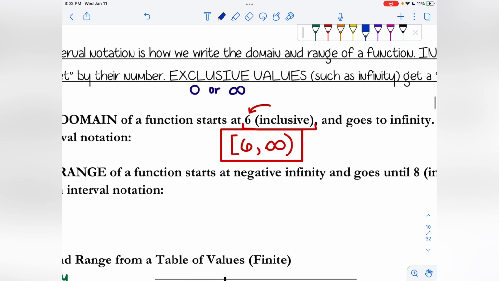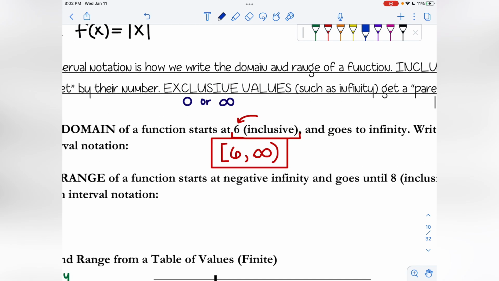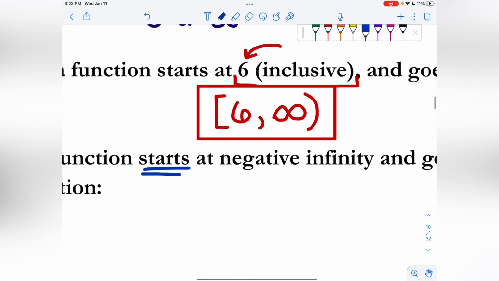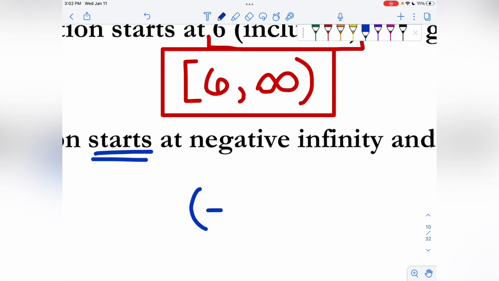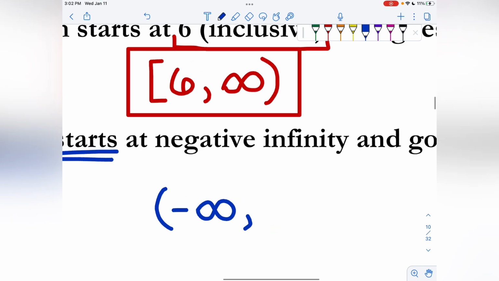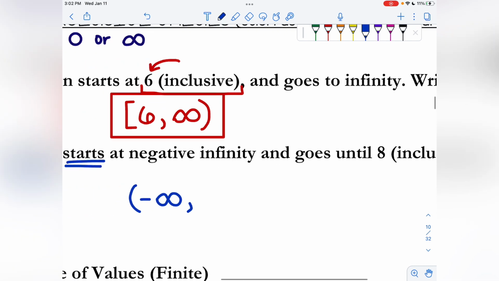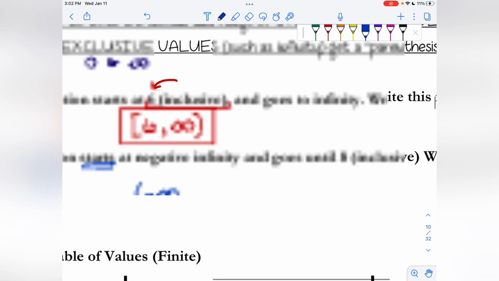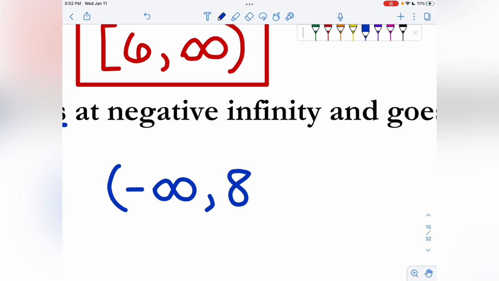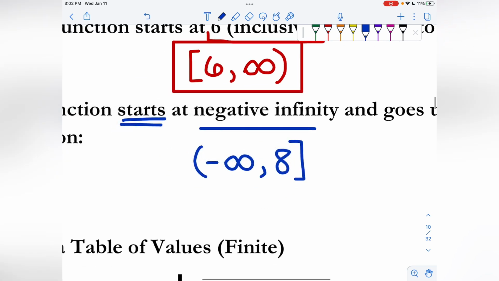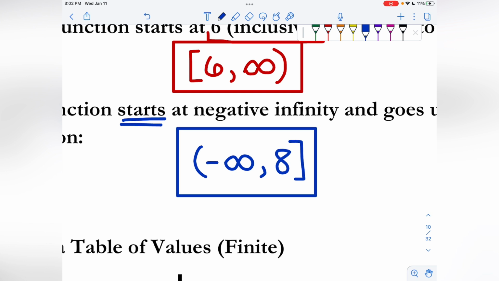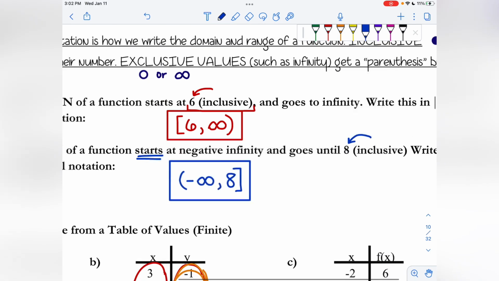The range starts at negative infinity and it goes until 8. Whatever it starts at has to come first. So if it starts at negative infinity, it looks like this. Infinities always get a parenthesis. It ends at 8, and the 8 is inclusive, which means we're including 8 in our answer. If we're including 8, we put a bracket. So you might be thinking, well, what if we don't include 8? If we don't include 8, then instead of a bracket, we would put a parenthesis. And all that means is it gets really close to the number 8, but it doesn't include the number 8.